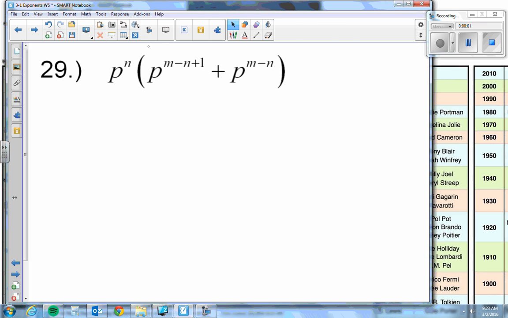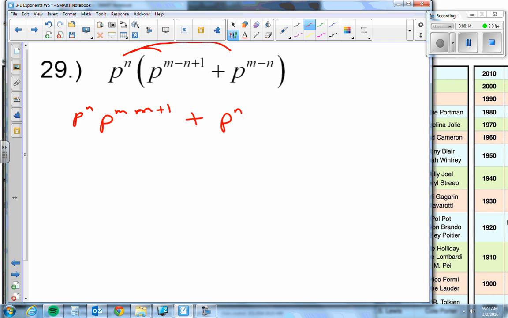All right, first of all, you're just distributing. So you're multiplying through by p to the power of n. I'm going to rewrite this. So you have p to the power of n times the first part, m, plus, and then p to the power of n times the second term.